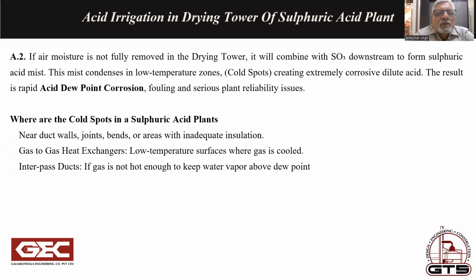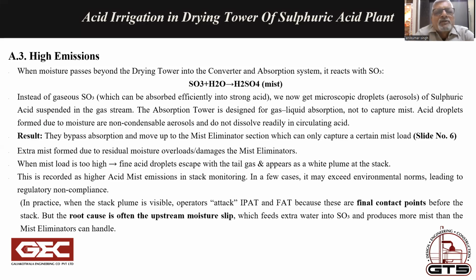Where are the cold spots in sulfuric acid plants? Near duct walls, joints, vents, or areas with inadequate insulation. Gas-to-gas heat exchangers, low temperature surfaces where gas is cooled, interpass ducts if gas is not hot enough to keep water vapor above the dew point. High emissions.